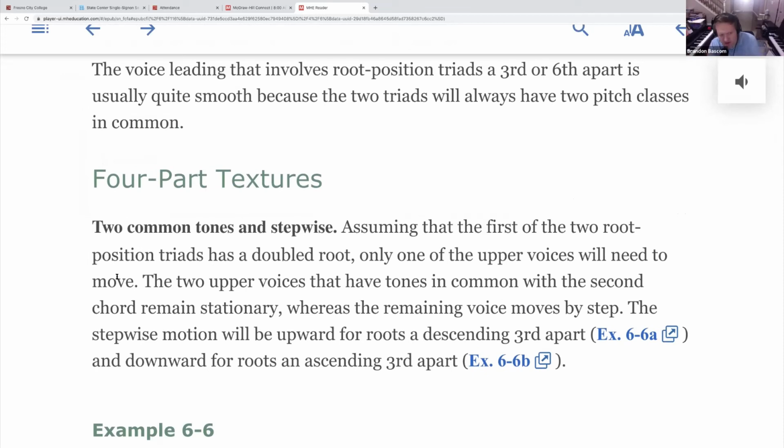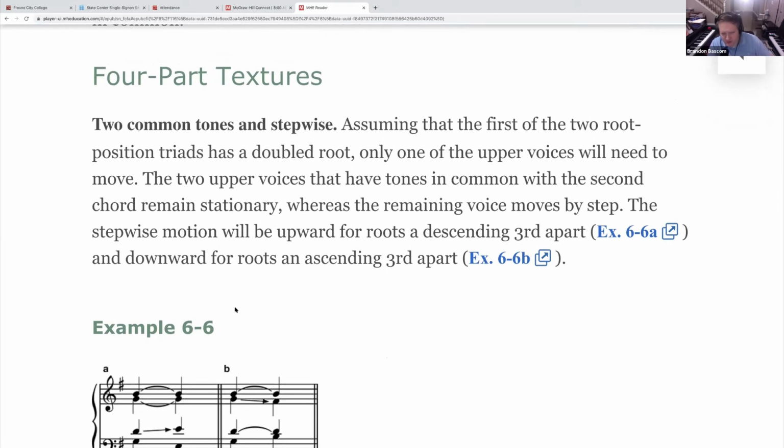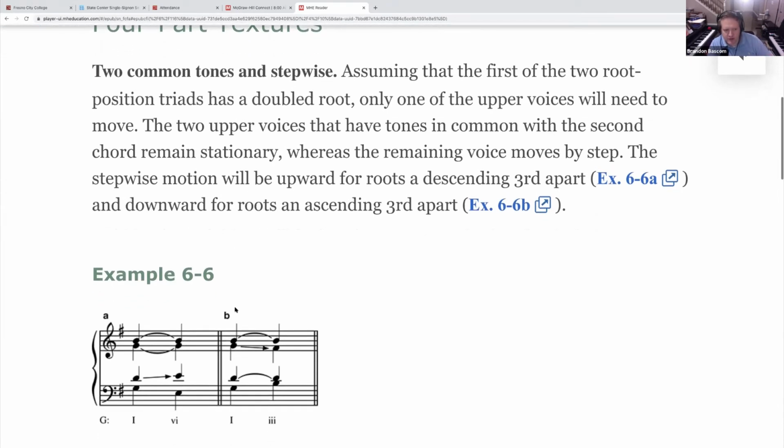So in 4-part textures, two common tones and stepwise. Assuming that the first of the two root position triads has a doubled root, only one of the upper voices will need to move. The two upper voices that have tones in common will, with the second chord, remain stationary, whereas the remaining two voices move by step. The stepwise motion will be upward for roots a descending third apart, and downward for roots an ascending third apart. Let's digest that again, shall we?